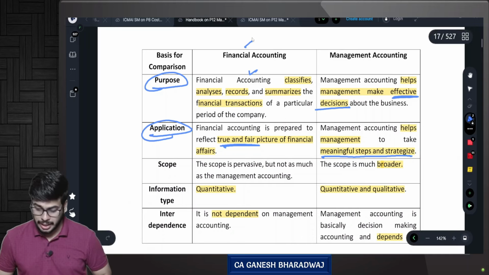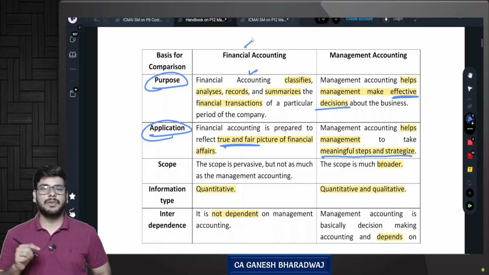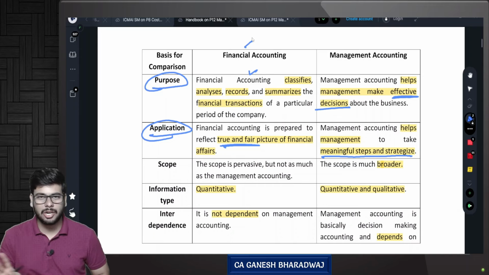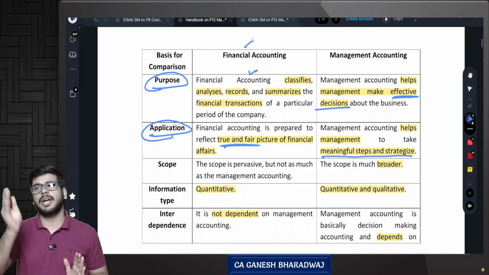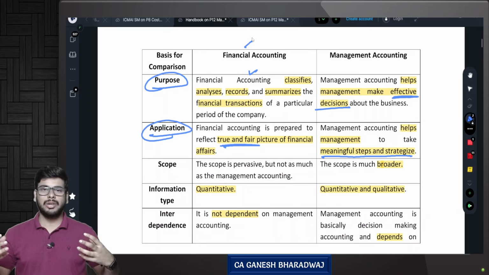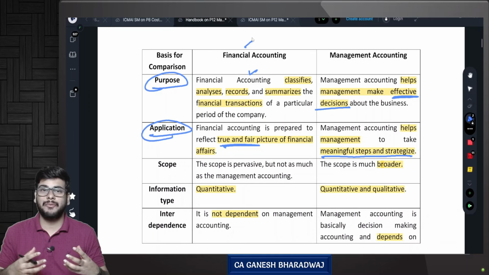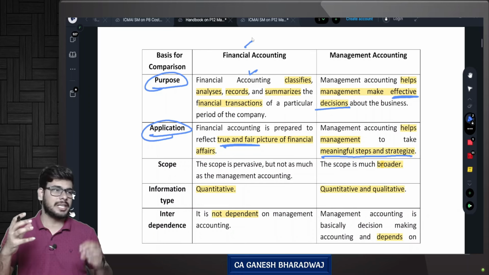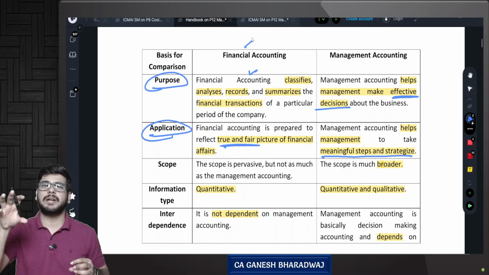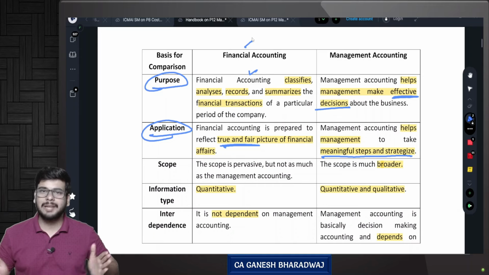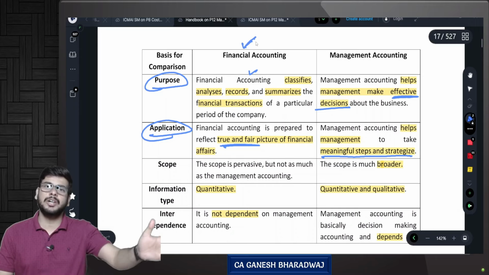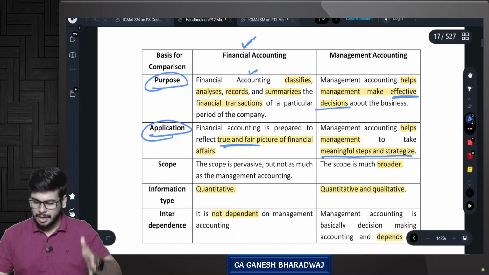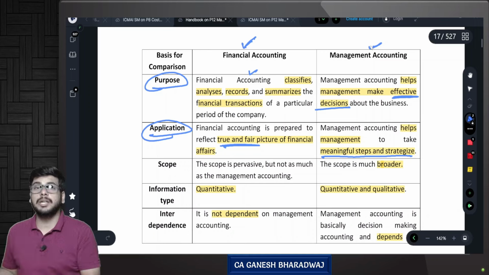Sir, do you mean to say management accounting is only good? Financial accounting is not that good? Absolutely not. Financial accounting has a different objective to achieve. Management accounting has a different objective to achieve. Don't compare the two for the sake of finding out which is better. If something is better over the other, then we'll only have the thing that is better. No, it's not like that. These are like multiple fields. Financial accounting is required for a different purpose, for external reporting. Management accounting is required for a completely different purpose.